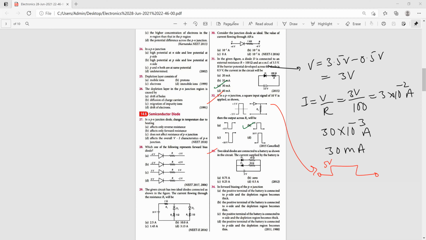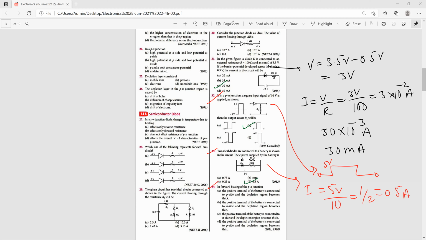33. Two identical diodes are connected to a battery as shown in the diagram. Current supplied by the battery is. For 33, that is given by I is equal to 5 volt divided by 10, which is equal to half. That is nothing but 0.5 ampere. For 33, this one is the right answer.